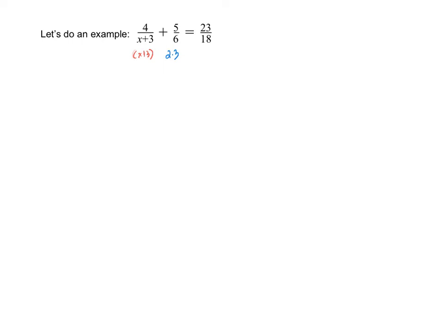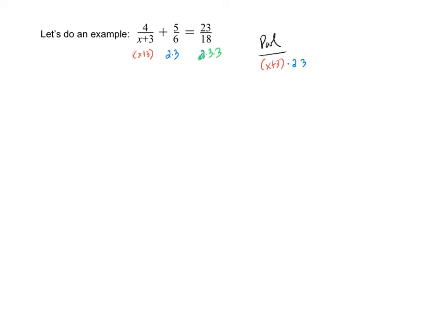And then 18 can be broken down into 2 times 3 times 3. So now I'm going to pull my pool. I'm going to toss the first denominator in there, which is x plus 3. I'm going to toss anything I'm missing from the second denominator in there, and I'm missing both the 2 and the 3. Now notice there's a 3 that is different than x plus 3. The 3 that's in the x plus 3 does not count as a factor because it's not multiplied, it's being added.